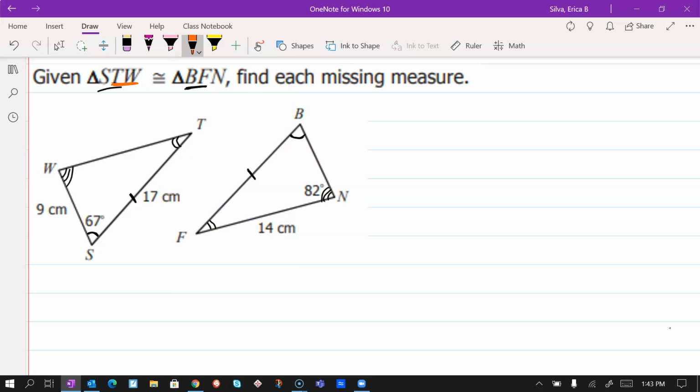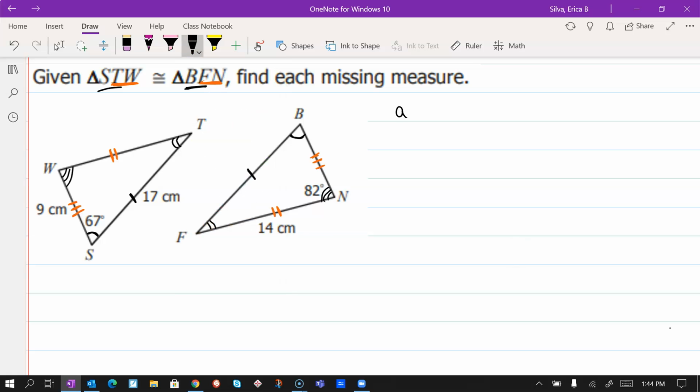TW, what is TW going to be congruent to? TW is congruent to what segment? FN. So we're going to use two tick marks here to show that those two are congruent. And then lastly, we have SW with 3. So I'm going to put it with BN also because those two segments are congruent. So now that we have that, now we're going to find the missing measures.